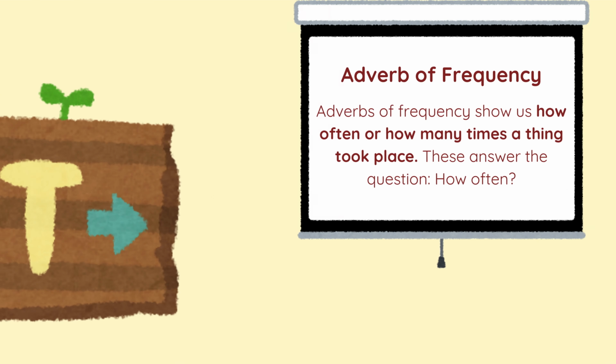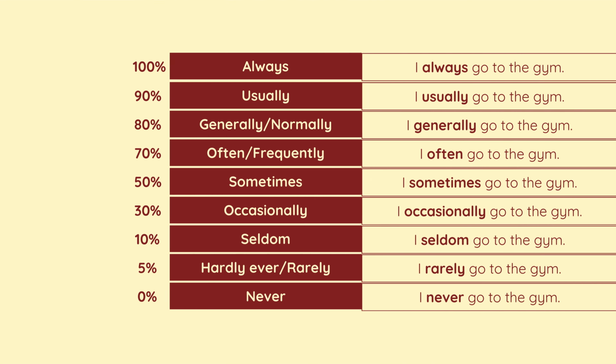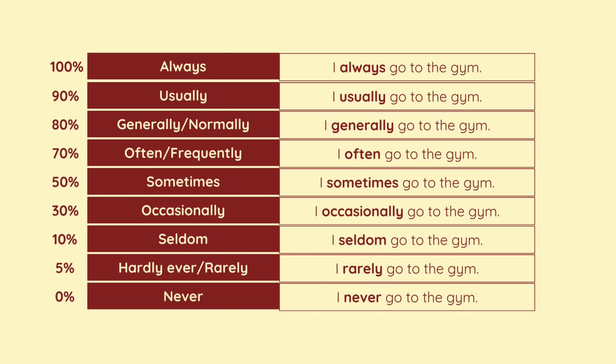Next. Adverbs of frequency show us how often or how many times a thing took place. These answer the question, how often? Here is an example of how we use adverbs of frequency. The percents show how much time the action occurred.